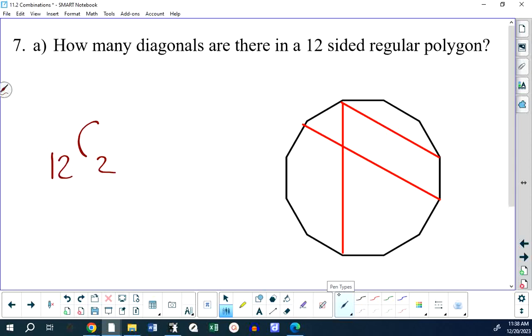Can you tell me what 12 choose 2 is? Can we get a number on 12 choose 2? 66. 66? So there are 66 lines connecting these things, but this is one of the 66, this is one of the 66. All of these sides are part of the 66. I guess I already had that one. So I need to subtract 12.